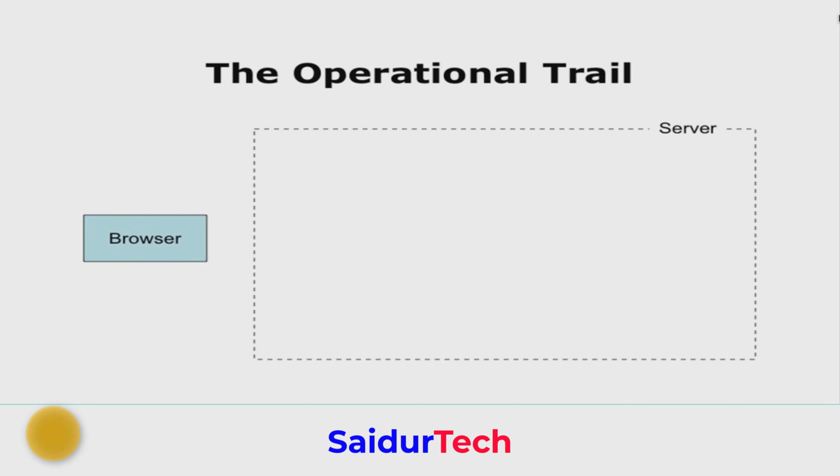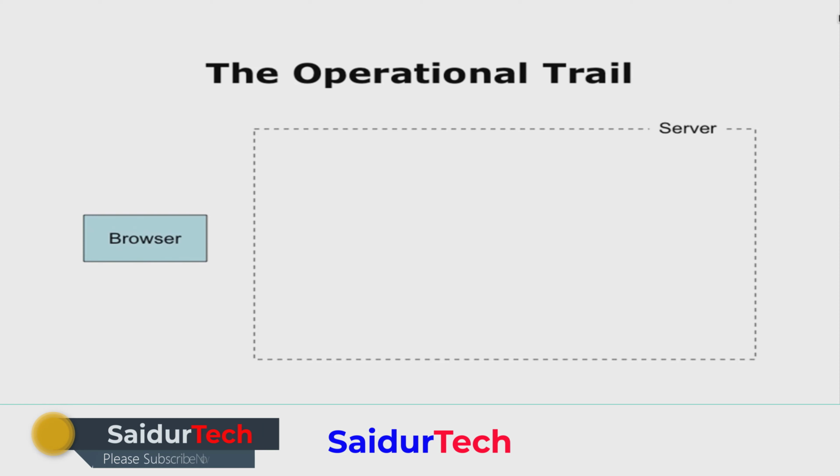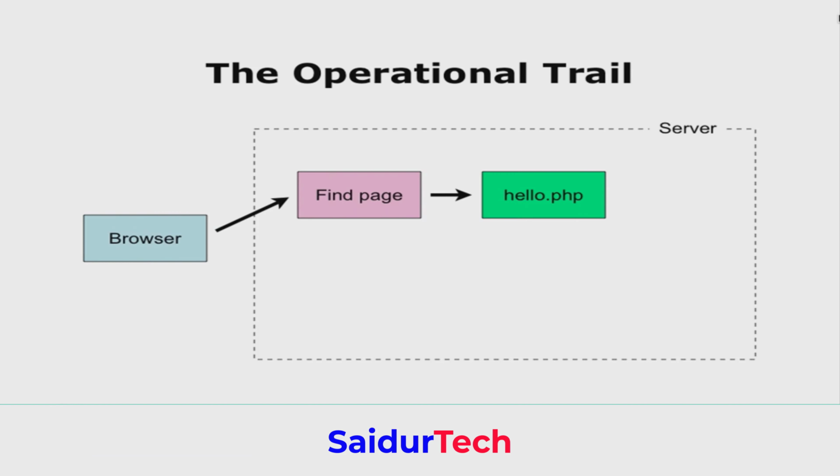So we have our browser and we have our server. And that's our web server that we've set up, Apache in this case. And our web browser will make a request to the server to find a page. That page will then be located on our hard drive, which would be hello.php. Then, because it has the .php extension, it tells the server that it needs to process that as PHP and look for those PHP tags in there.